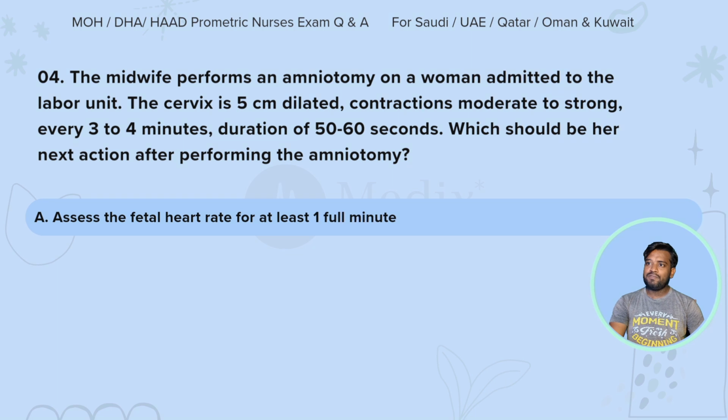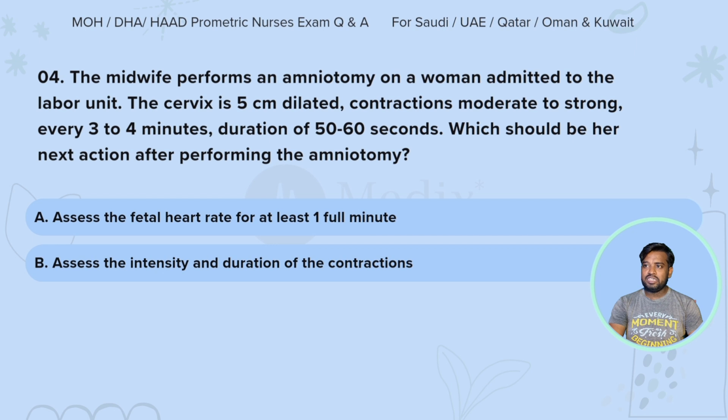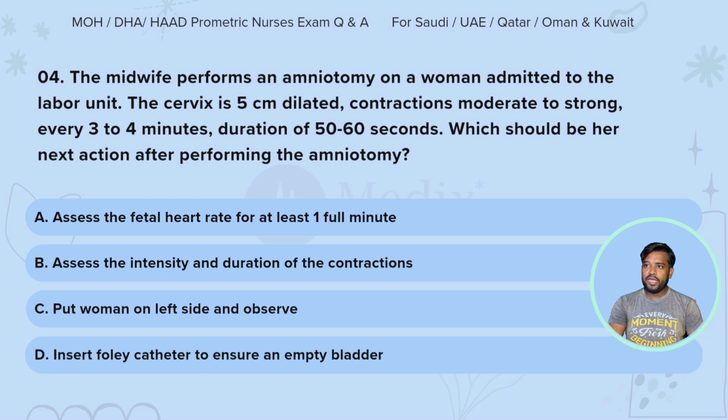A. Assess the fetal heart rate for at least 1 full minute. B. Assess the intensity and duration of contractions. C. Put the woman on the left side and observe. D. Insert a Foley catheter to ensure an empty bladder.